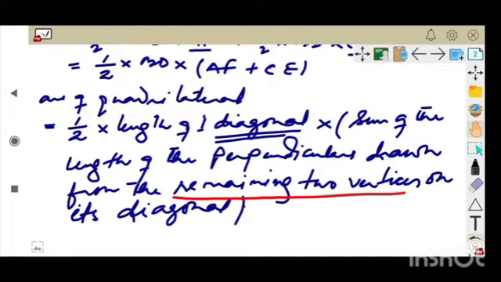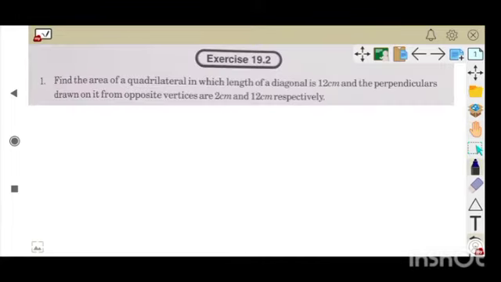After this we'll move to the exercise. Now let's get started. 19.2, we have question number 1. Find the area of a quadrilateral in which the length of the diagonal is 12 cm and the perpendiculars drawn on it from opposite vertices are 2 cm and 12 cm respectively. First, let me draw a quadrilateral.